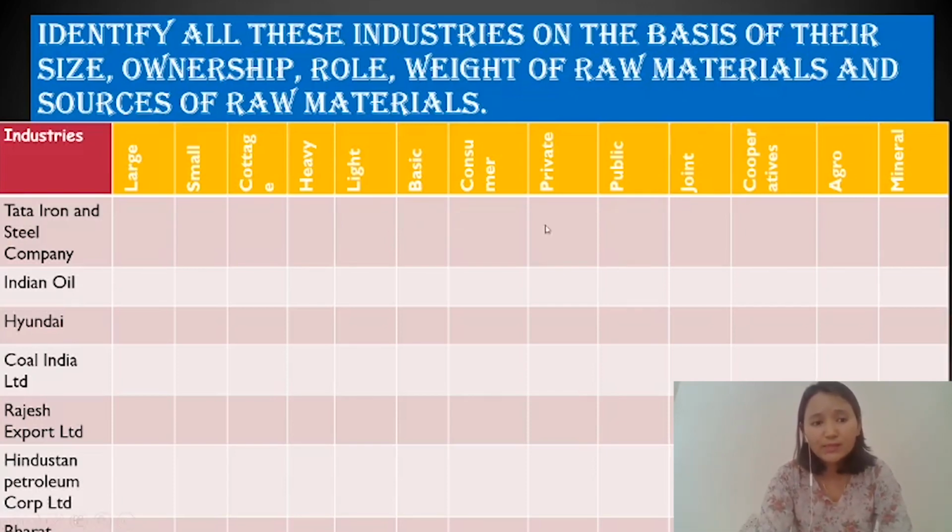Okay, now iron and steel industry on the basis of ownership, is it a private, public, joint, or a cooperative? It is a private industry, right? Okay, on the basis of source of raw material, is it agro or is it mineral? It is a mineral-based industry because they use iron and steel ore, right?